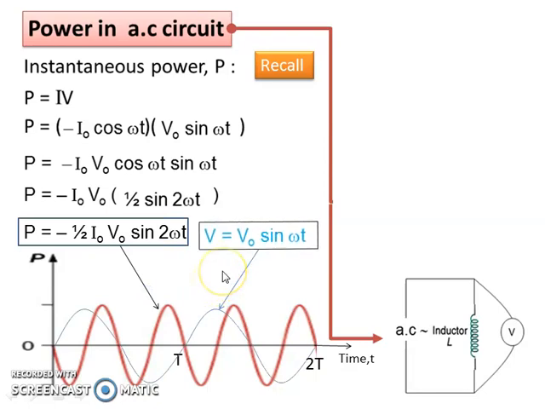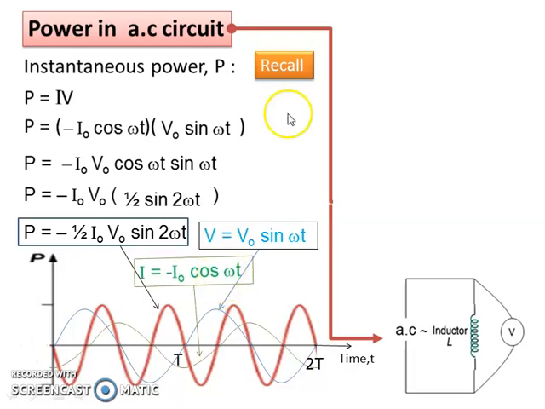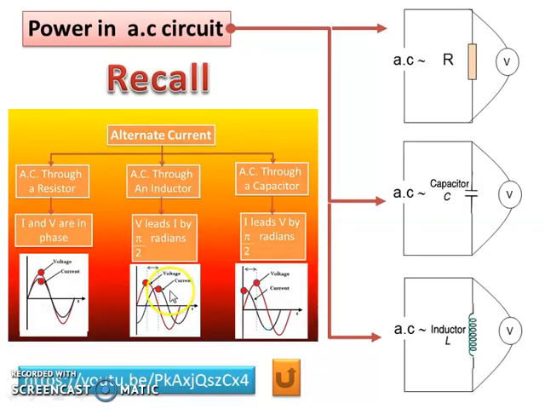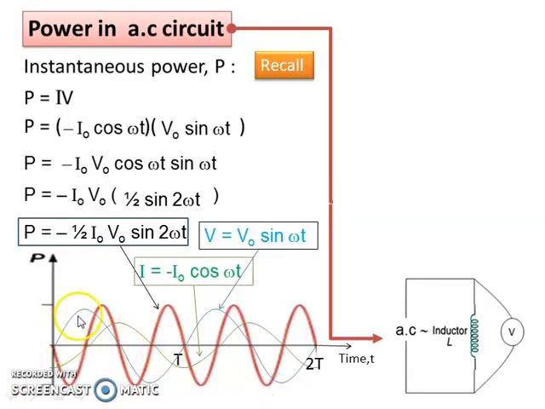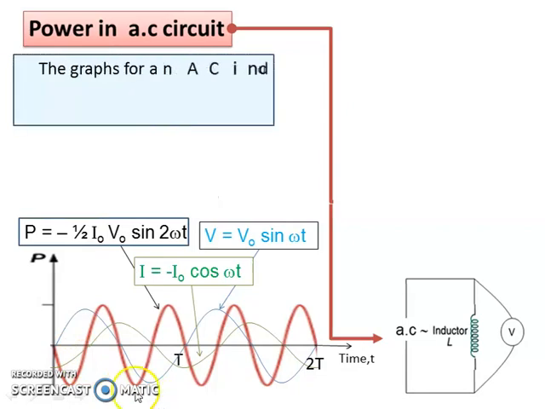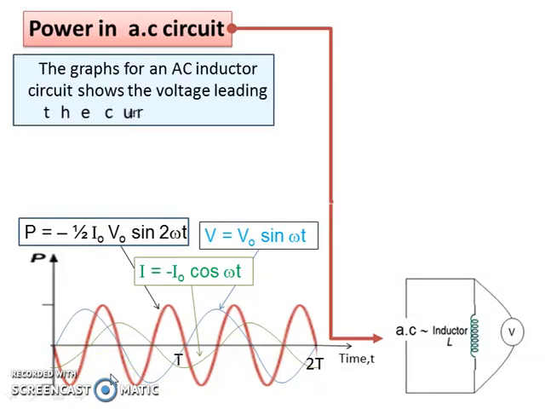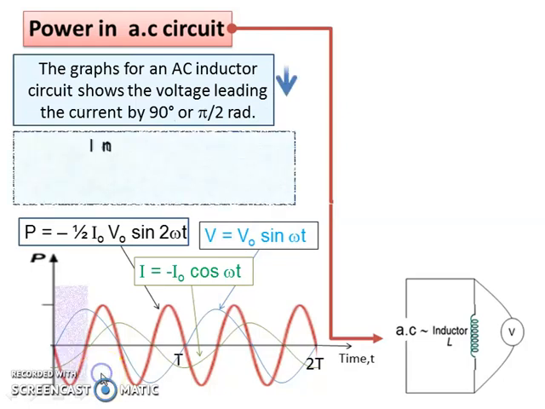So we plot V against t and I against t on the same graph, as we have discussed in the previous video on this channel. We get this graph where V leads I by pi over 2 radians. So this is the graph for an AC inductor circuit, showing the voltage leading the current by pi over 2 radians.